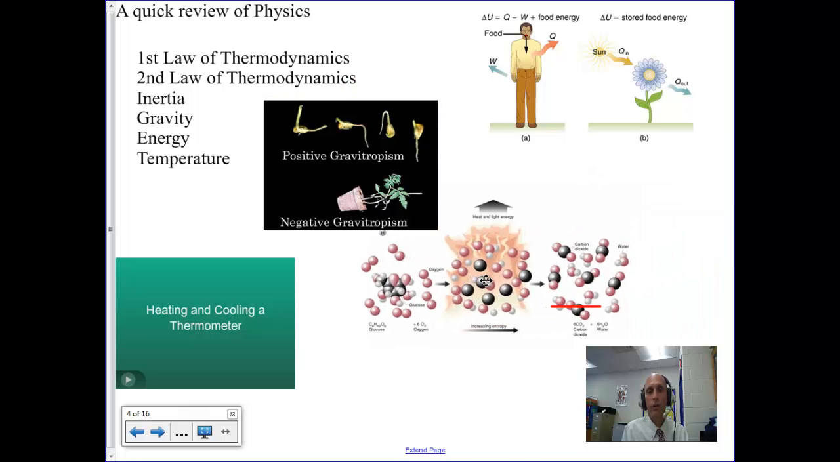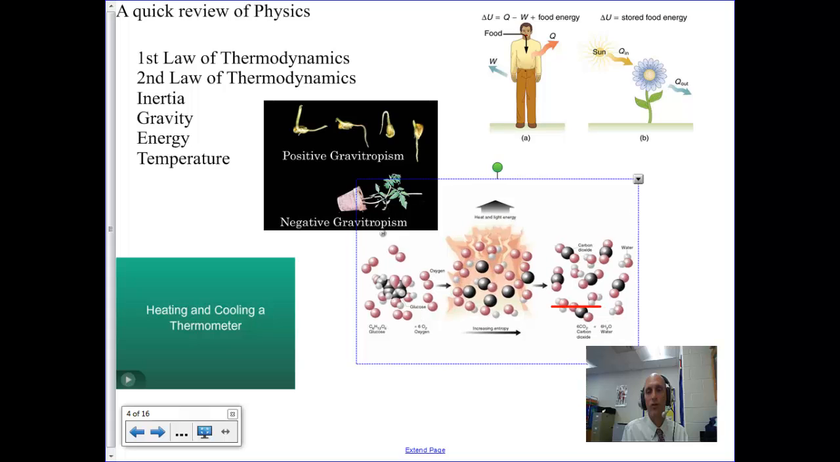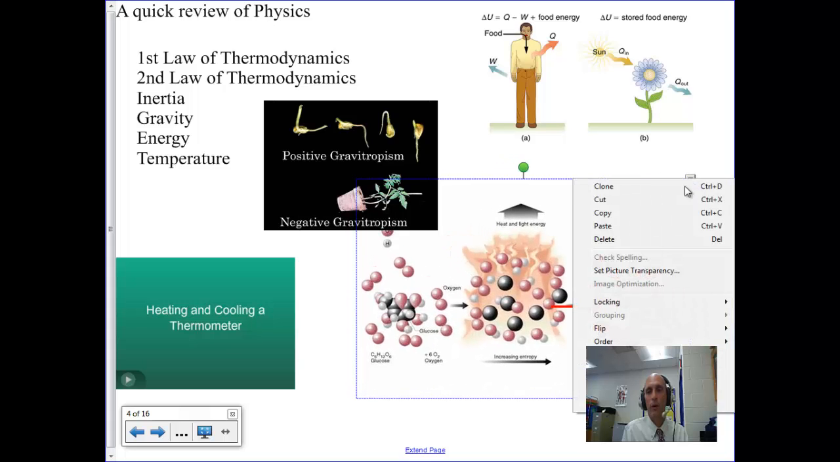Energy, of course, we got these major transformations of energy. And so I'll go ahead and pull this one up. You can see that a little bit simpler.